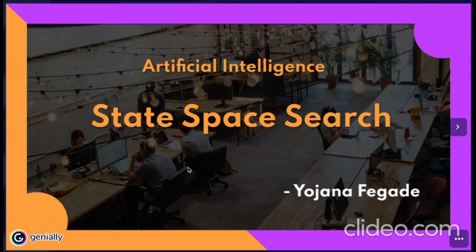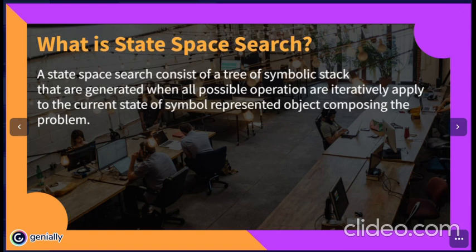Today we are diving into the fascinating topic of artificial intelligence, that is state space search. Now you might be wondering what exactly is state space search and why it is crucial for AI. Well, buckle up because we are about to explore the exciting world of problem solving and decision making in artificial intelligence. So, what is state space search?